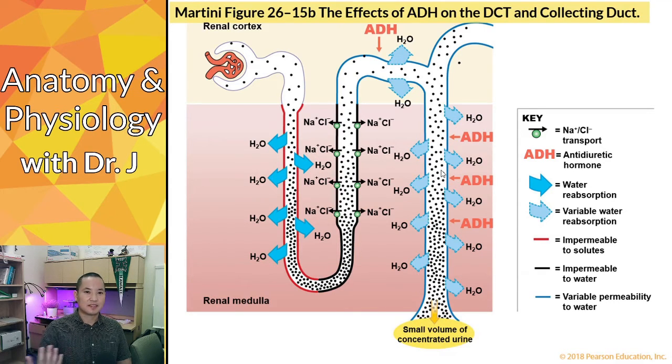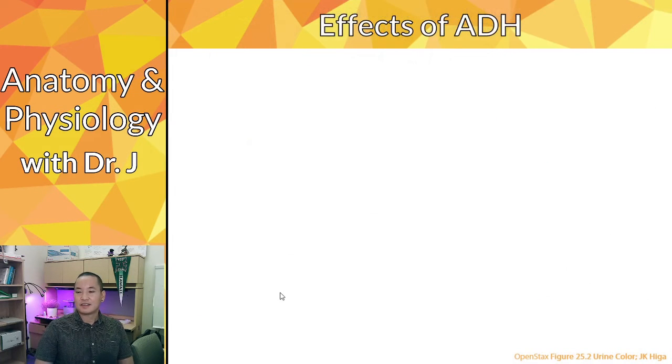And why is that? Well, roughly 92% of your urine is water. So the less water you have in your urine, the less volume of urine you have. But notice, what does it do to the color of your urine? Well, one major effect of ADH is that it reduces water volume in your urine.